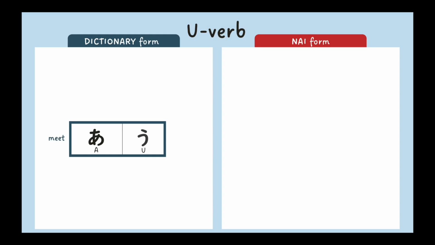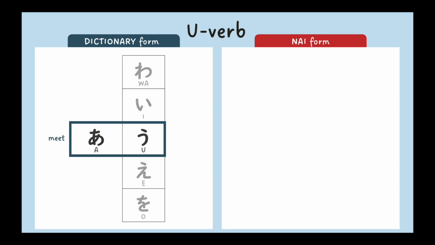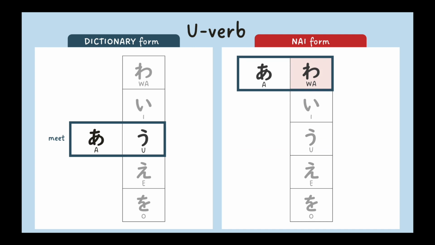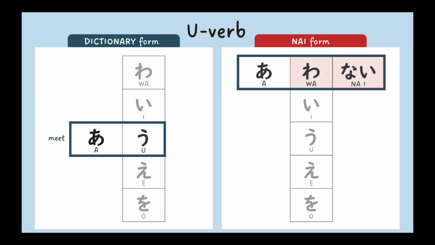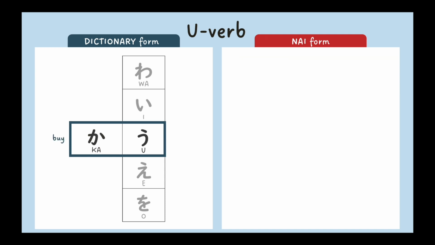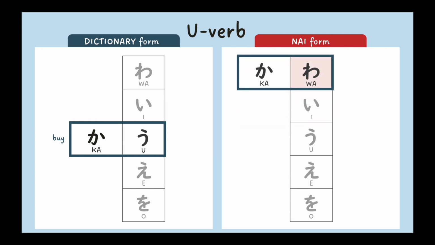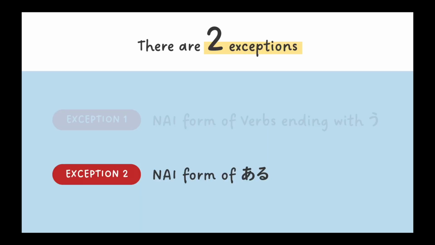Now let's see how to conjugate au, to meet. When conjugating verbs ending with u, we use the wa column, wa, i, u, e, o. So we change the ending from u to wa and add nai. So au becomes awanai. Let's see one more example. Kau, to buy. Again, kau ends with u in wa, i, u, e, o. So we change the ending from u to wa and add nai. So kau becomes kawanai.